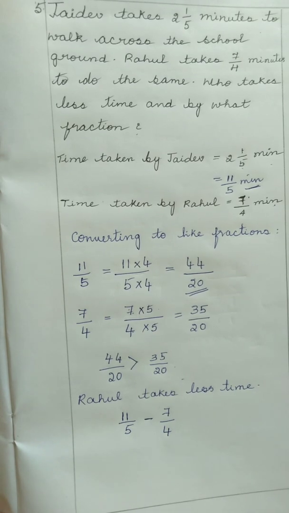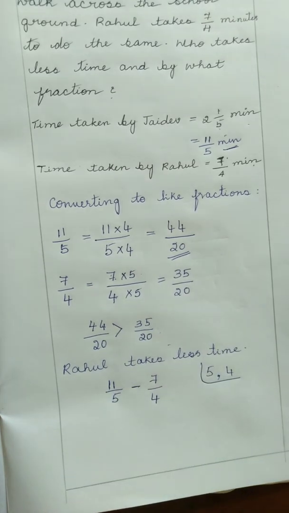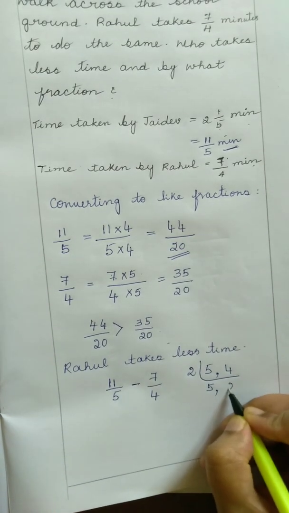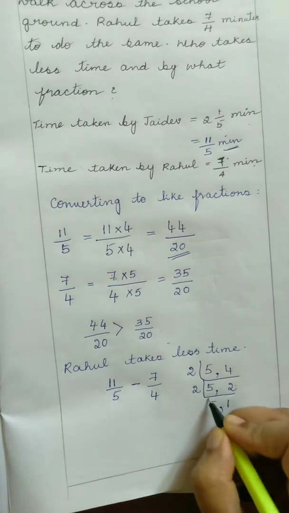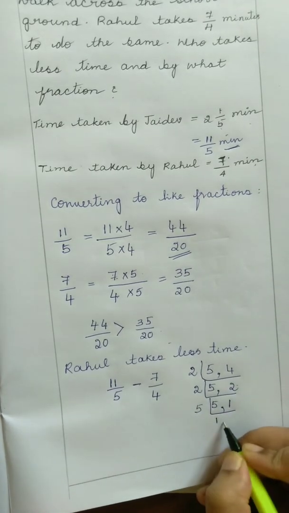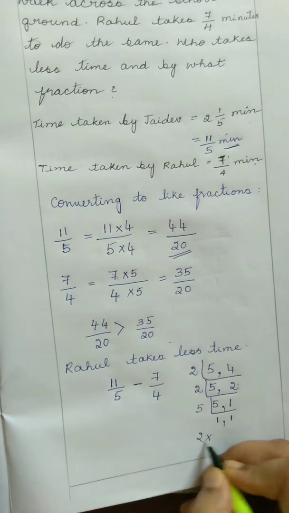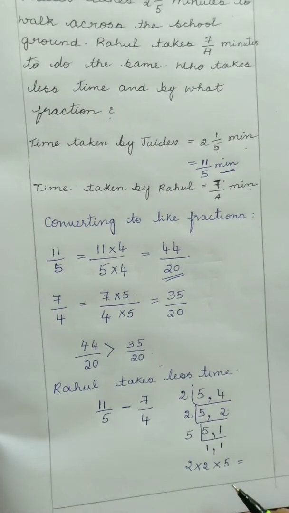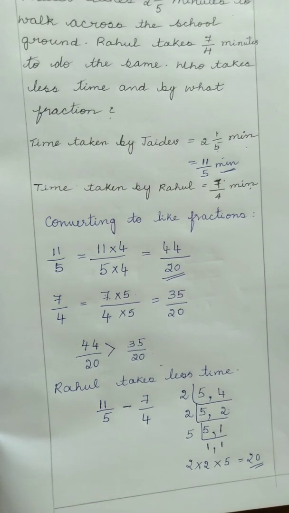Again, it is an unlike fraction. Take the LCM of 5, 4. We know that in 5, 4, the least number that can be taken is 2. So 5 write as it is, 2 2s are 4. Then take 2, write 5 as it is, 2 1s are 2. Then take 5, 1s are 5, 1s are 5 and 1. When you multiply all the numbers 2 into 2 into 5, the value will be equal to 2 2s are 4, 4 5s are 20. Therefore, the LCM of 5, 4 will be equal to 20.